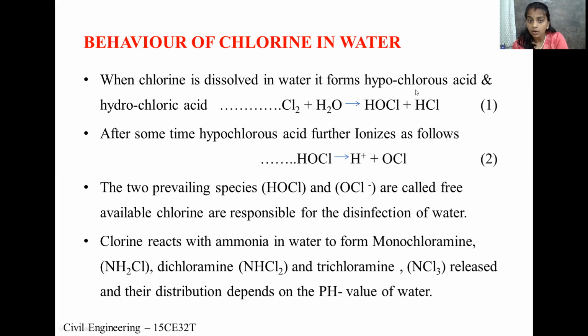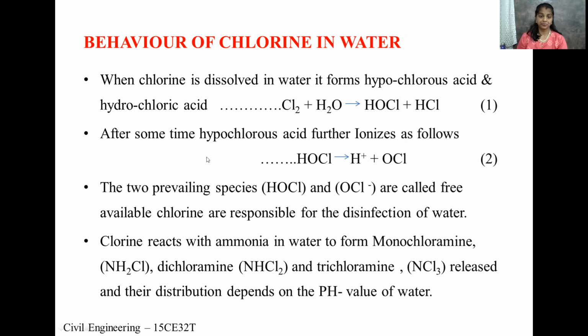When chlorine is dissolved in water, it forms two kinds of acids. One is hypochlorous acid and another one is hydrochloric acid. I'm just pointing to this one. This is HOCl, hypochlorous acid, and HCl is hydrochloric acid. So Cl2 is chlorine, which is dissolved in H2O, water, and the reaction, the arrow mark, results in HOCl plus HCl. So that is the first reaction.